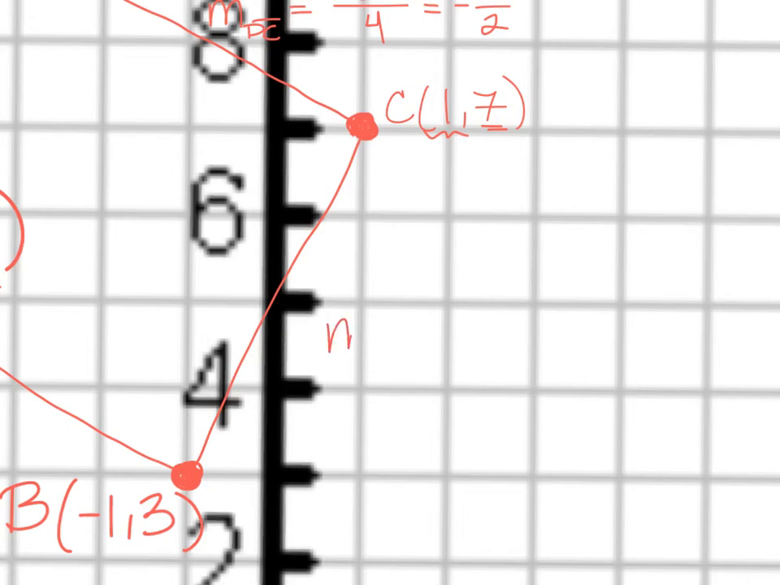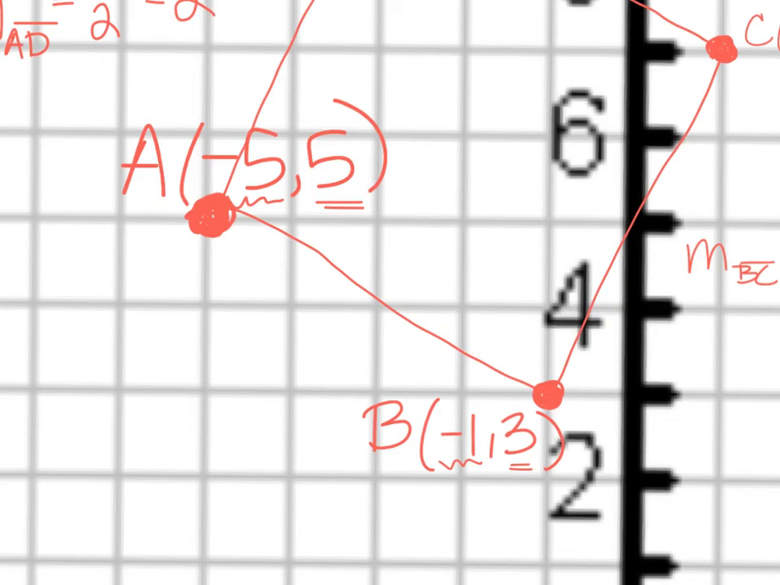BC, the slope of BC, my rise is from 7 to 3, so that's going down 4. And my run is from 1 to -1, so that's back 2, or you can think of it as going from 3 to 7, up 4, and forward 2. Either way, you are going to end up with a +2 for your slope. Looking good so far. And finally, AB: my rise from 5 to 3 is down 2, and my run from -5 to -1 is forward 4. So my slope is -1/2.